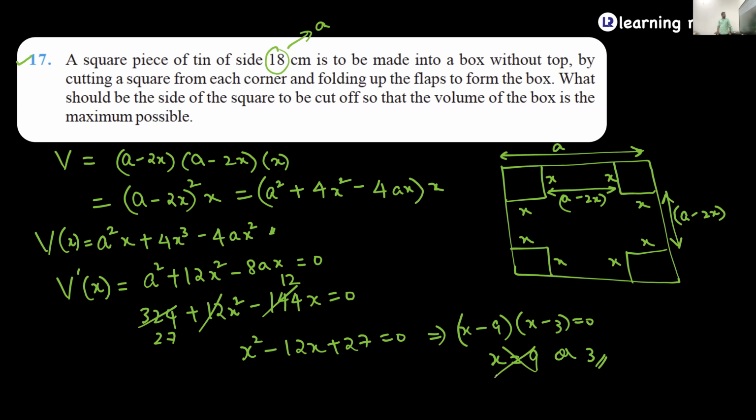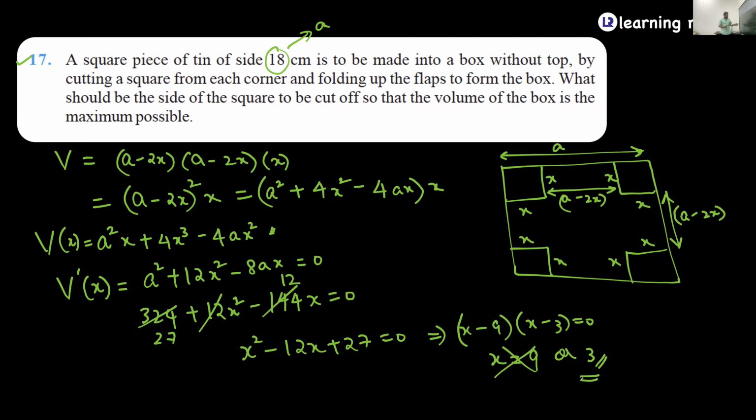So when you take 3 and substitute, what did they ask? What should be the side of the square to be cut off? Side of the square to be cut off is 3, right? So that the volume of the box is maximum possible. So the answer to this problem is 3. You can do the second derivative test and verify that you should get a value less than 0.